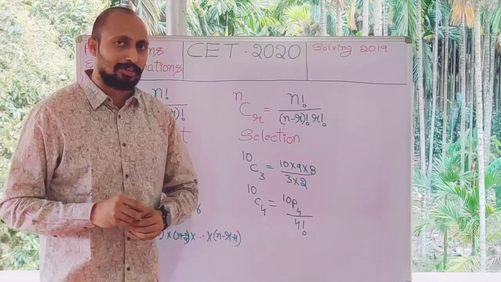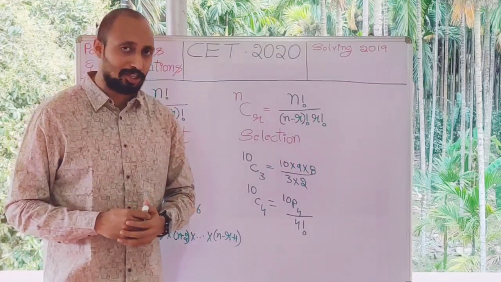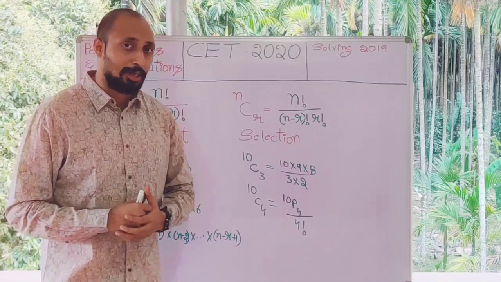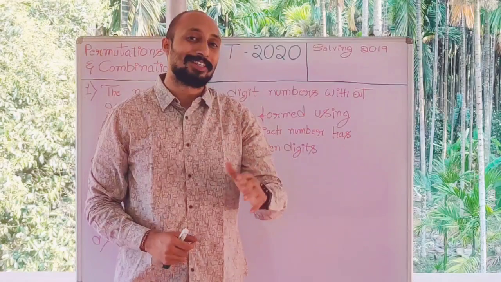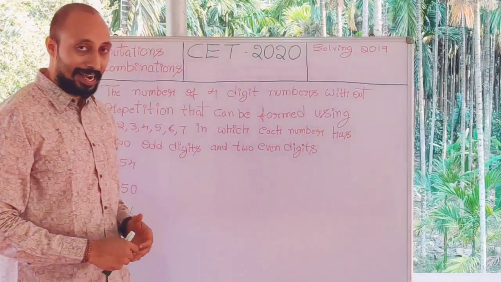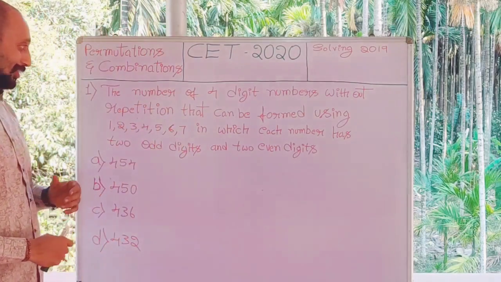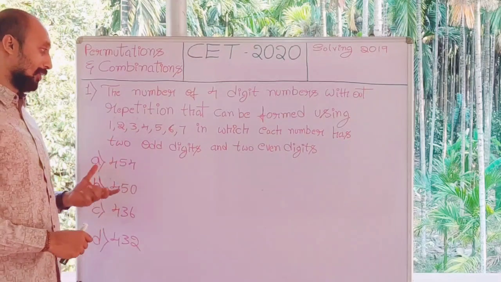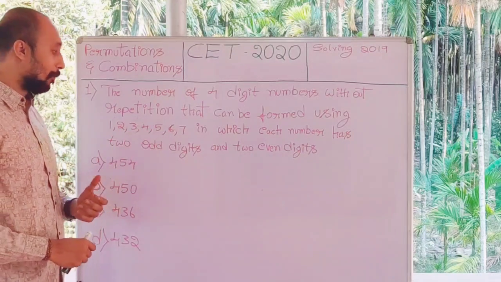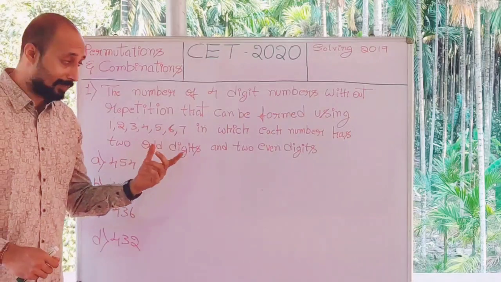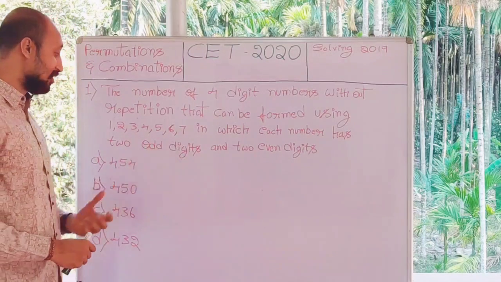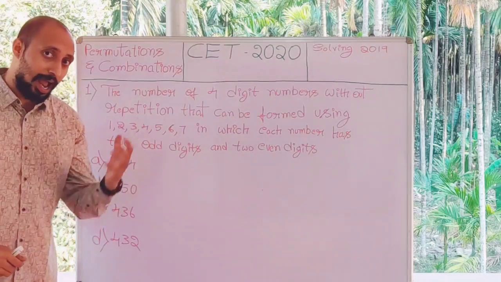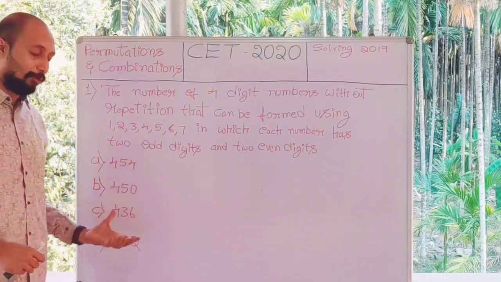There are a lot of tricks in this chapter. As I am going through the questions, I will be doing those tricks with that. The first question in your 2019 paper, what does the question say? The number of 4-digit numbers without repetition that can be formed using 1, 2, 3, 4, 5, 6, 7, in which each number has 2 odd digits and 2 even digits, and they have given 4 options.